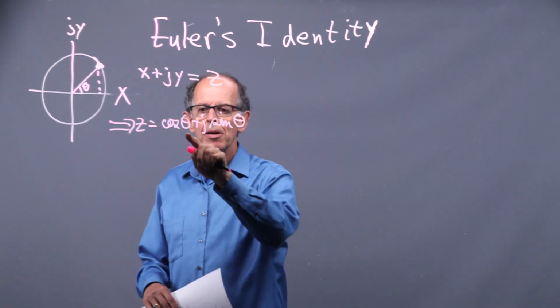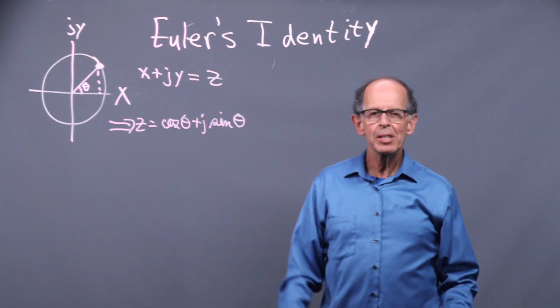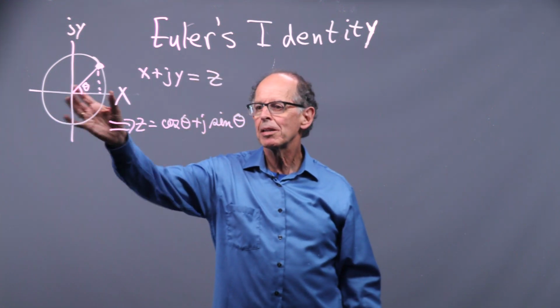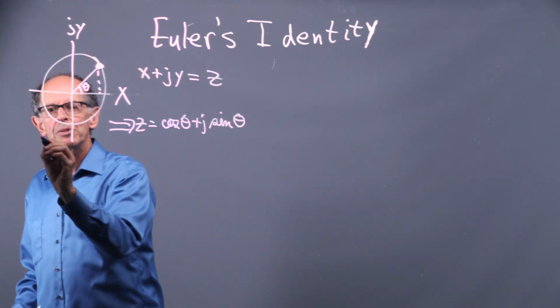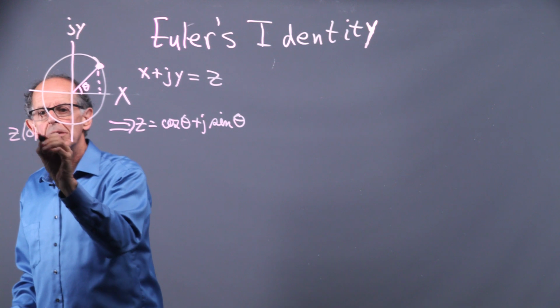And of course, what's the value of z when theta equals 0? Well, we're along the x-axis, so we also know that z of 0 is equal to 1.